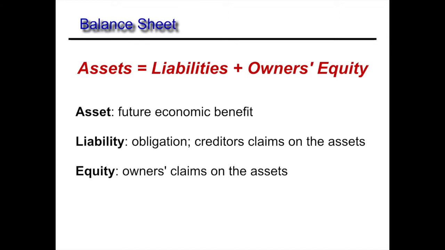Liabilities are your obligations of the business. It can also be the creditor's claims on the assets of the business, and equity represents the owner's claims on the assets. Sometimes this is also called stockholders' equity, depending on the type of company. So if it's a corporation, typically you would see this called stockholders' equity.